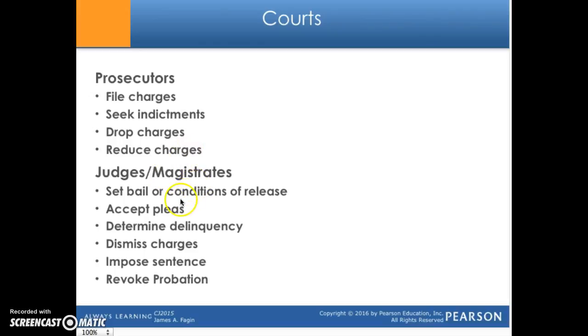The judges or magistrates are involved in all kinds of aspects of the case. They set bail, conditions of release, they accept plea bargains. In juvenile court, they determine delinquency, they can dismiss charges, they impose a sentence, obviously. If someone's on probation and they break those conditions of probation, they can file a revocation and get the person back in jail and no longer on probation. Judges are also involved. A big part of their job too is overseeing a criminal court trial, in which their job is to ensure that the defendant receives a fair trial under the laws of that state and the Constitution.